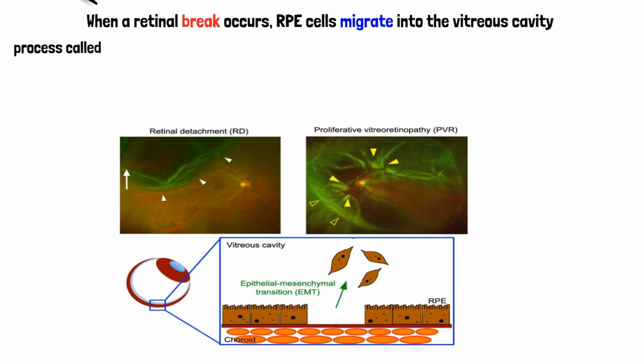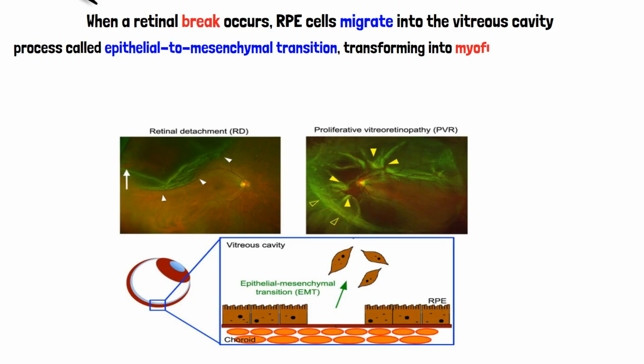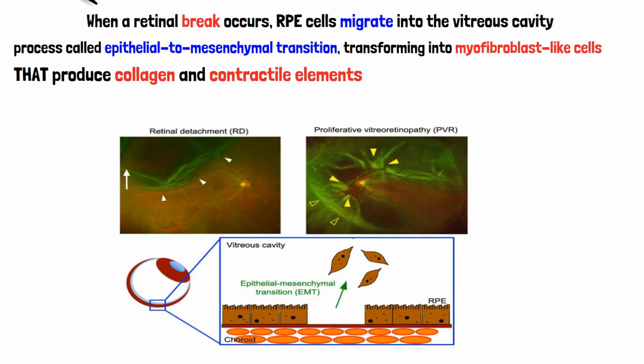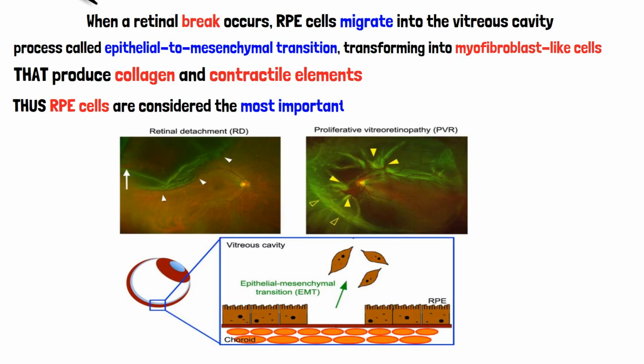There, they undergo a process called epithelial to mesenchymal transition, transforming into myofibroblast-like cells. These transformed cells produce collagen and contractile elements. Because of their strong contractile properties, RPE cells are considered the most important players in the development of PVR. Let's move on to the next question.